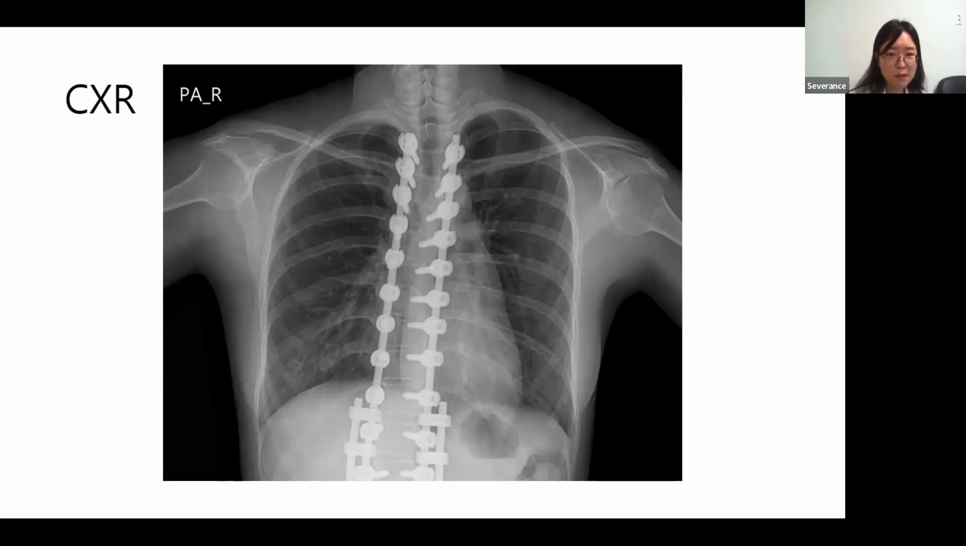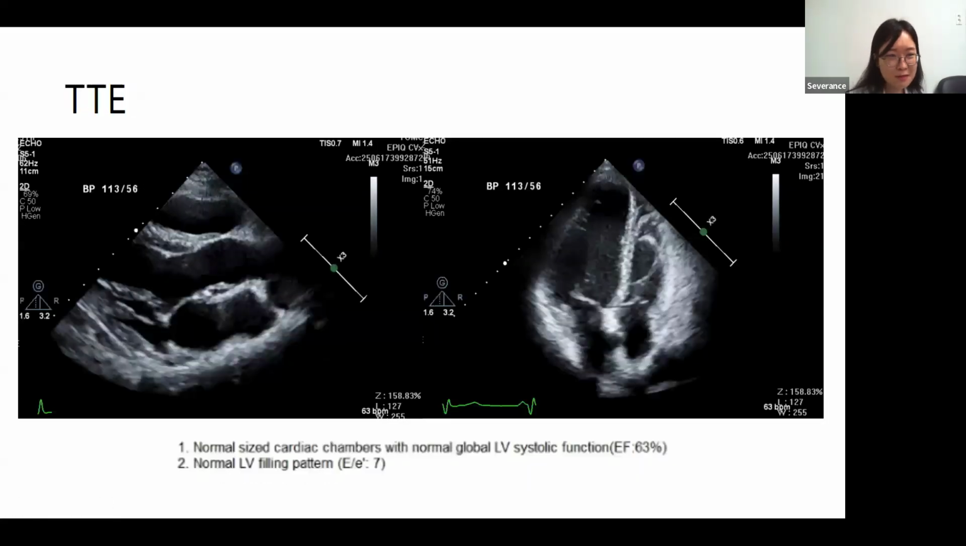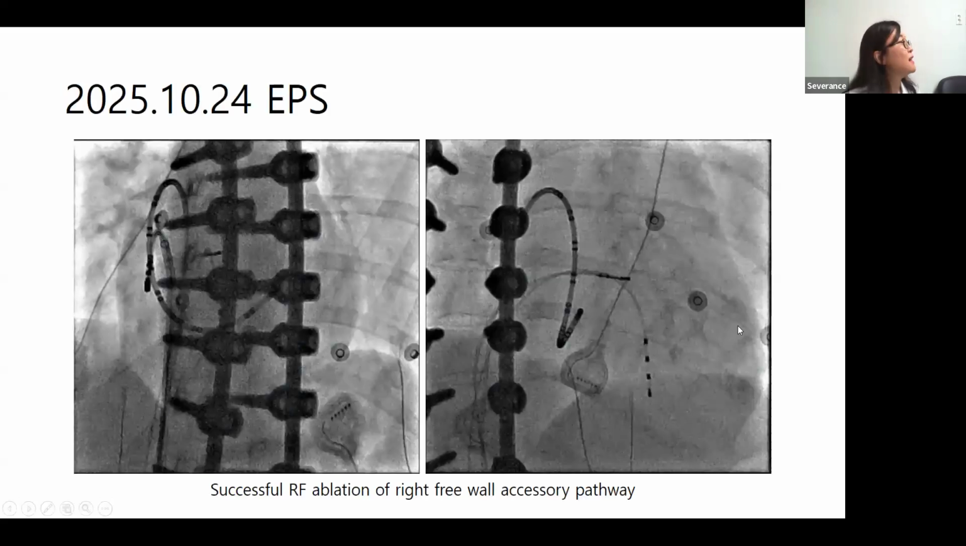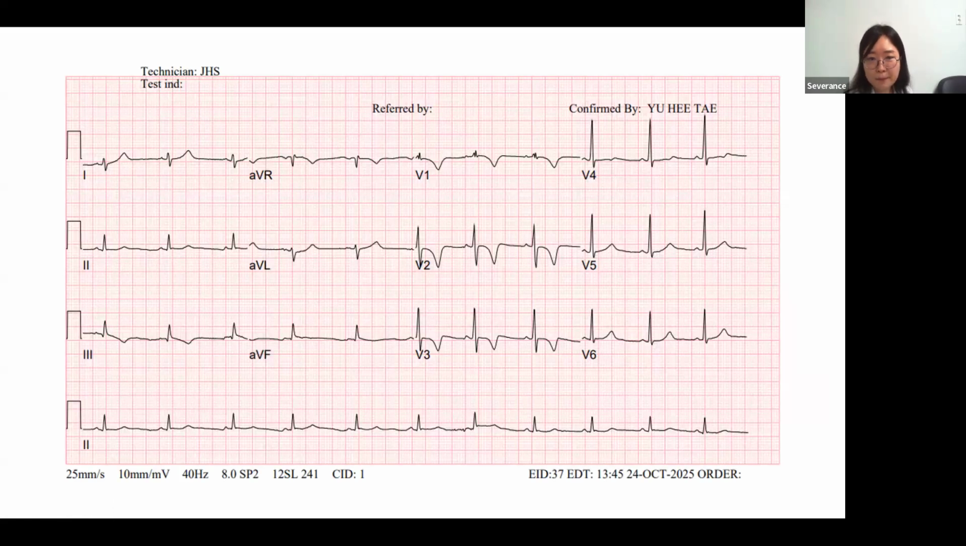And this was the chest X-ray. I saw the fluoroscopy. Our evaluation was done in the right side. This was the procedure.